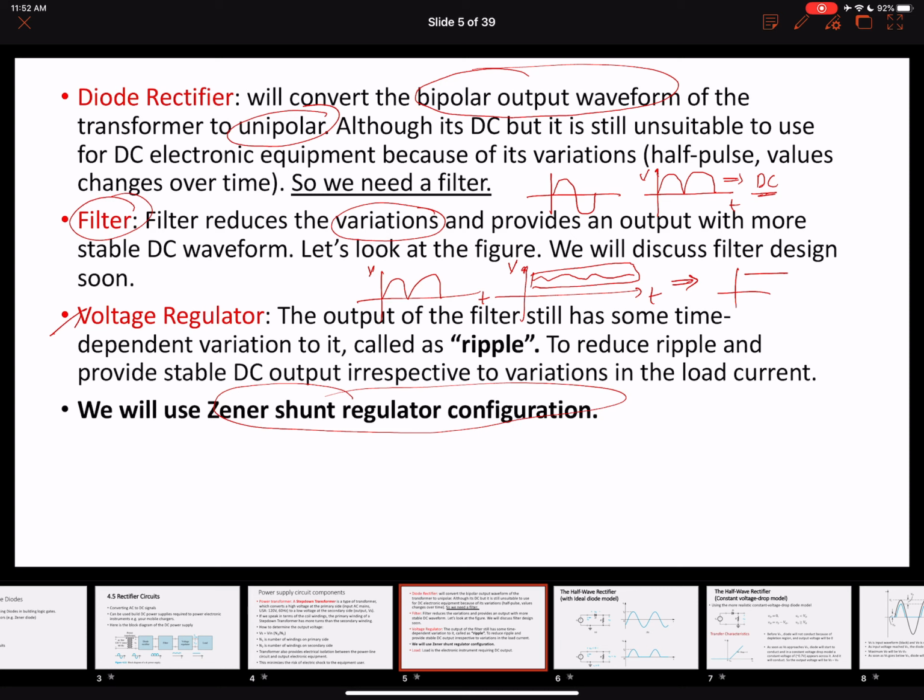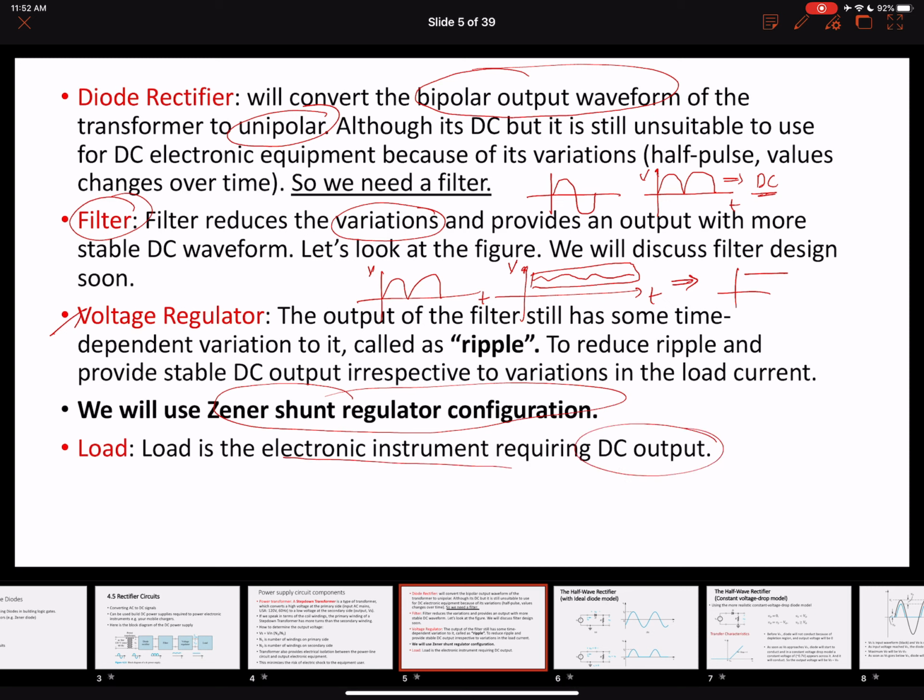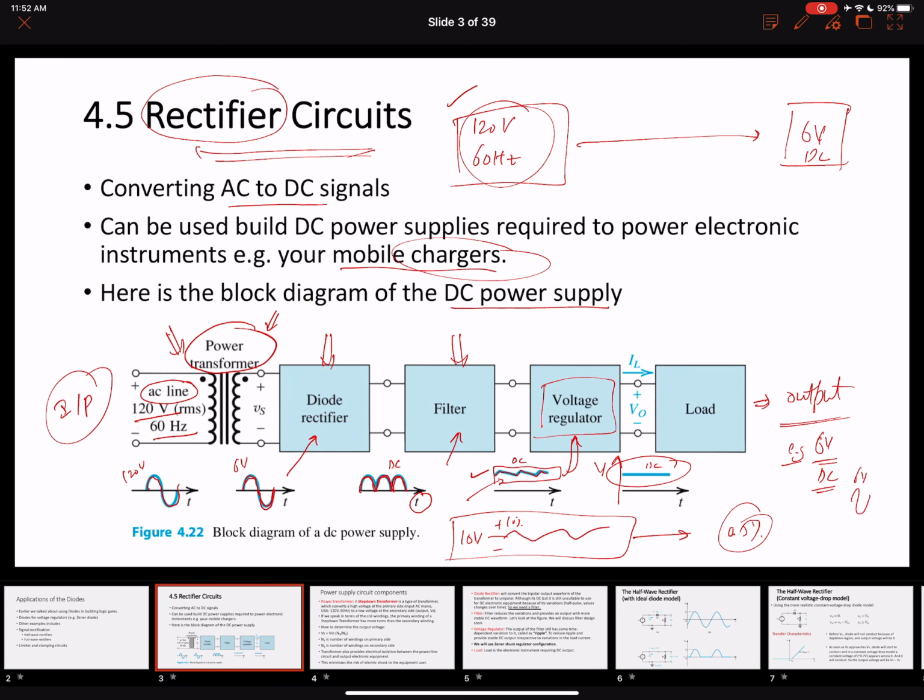In the power supply, we are going to mainly cover rectifier circuits and filter circuits. And finally, the load is that electronic equipment that requires the DC output for charging. It could be your smartphone, it could be your laptop, or anything else. Okay, so these are all the components. Let's start with the diode rectifier in today's lecture. In the next lecture, we're going to start with the filter.